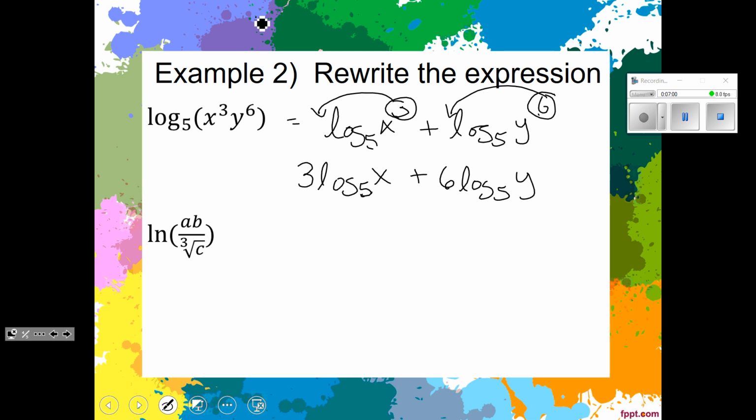Okay, why don't you try the second one on your own? See what you can come up with. Try the second one on your own. I would keep it ln. I wouldn't change it to log base e. Just because, yes, it does mean log base e, but we generally don't say log base e. You just say ln. Okay.